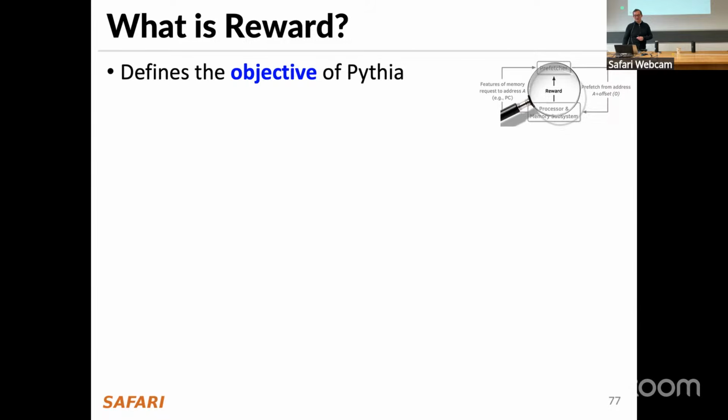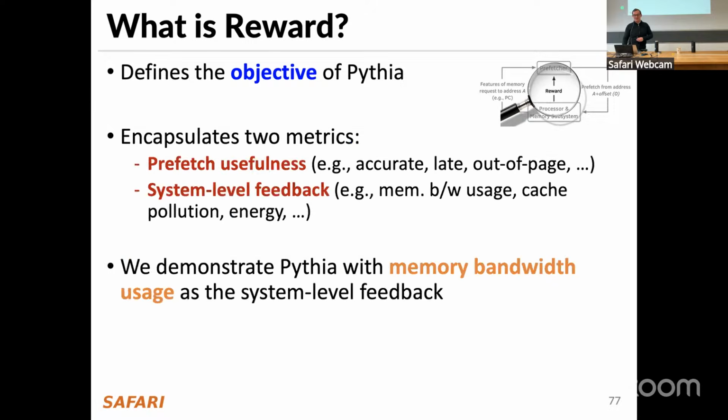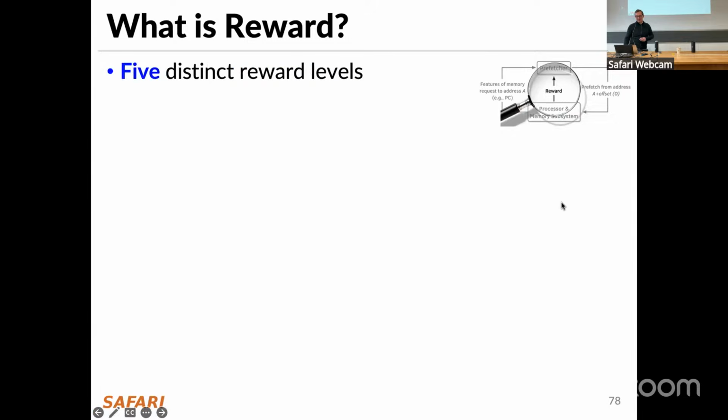What is the objective? How do you actually update the Q values, right? In this case, the reward encapsulates prefetch usefulness and also system level feedback. There could be many, many things that you want to encapsulate. Rahul developed something that encapsulates the memory bandwidth usage as system level feedback. And let's take a look at the reward levels.